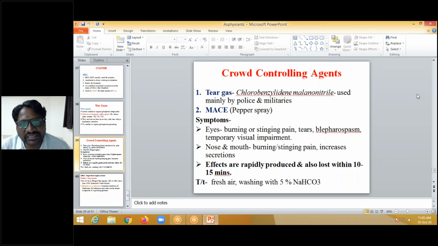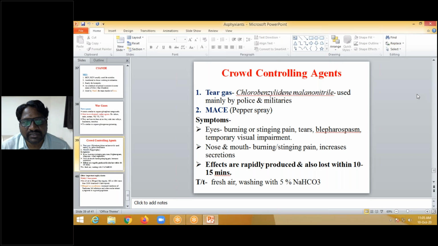Now, what are the symptoms when a person is exposed to tear gas or pepper spray? Eyes have burning or stinging pain, tears, blepharospasm, and temporary visual impairment. When you spray the pepper spray, the person gets burning and stinging pain and blepharospasm, and temporary visual impairment, so you can escape. Like that, when a female faces sexual assault, she can spray the pepper spray and escape.